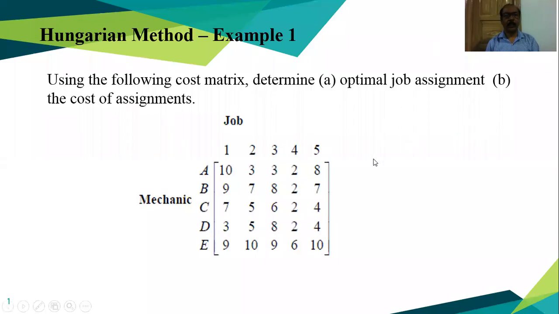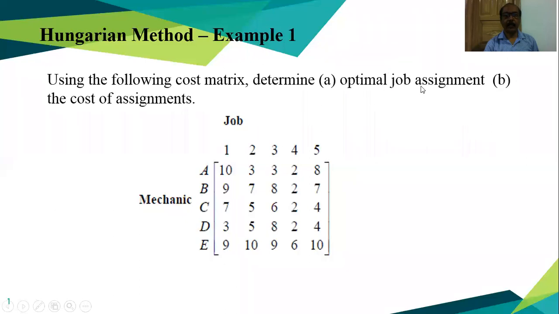Now we are considering an example which we try to solve by using the Hungarian method. We already learned the Hungarian method, that is the steps. What are the steps in the Hungarian method to solve an assignment problem? Here we are considering one assignment problem, using the following cost matrix. This cost matrix is given.